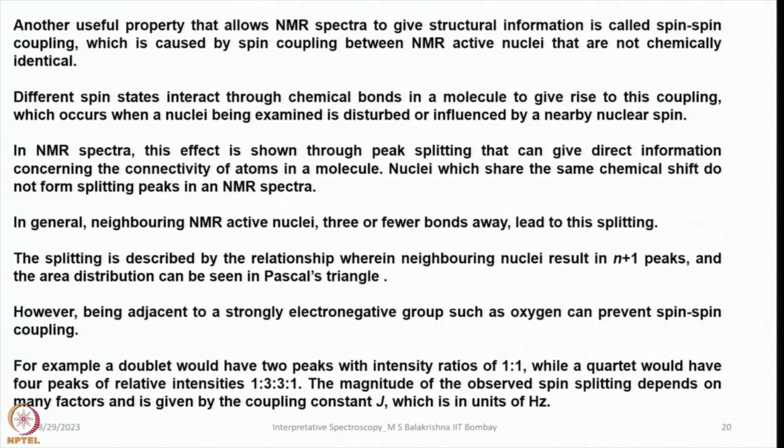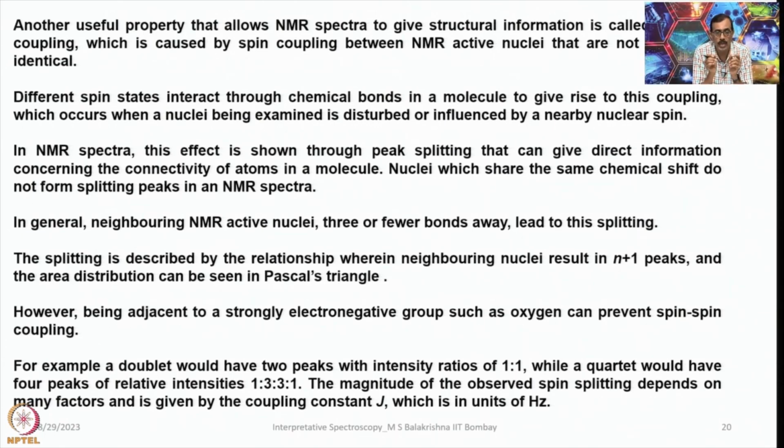Now I am giving some more details about spin-spin splitting. Another useful property that allows NMR spectra to give structural information is called spin-spin coupling, which is caused by spin coupling between NMR active nuclei that are not chemically identical. If they are chemically identical, what would happen? You will see only one signal. For example, if we take an ethane molecule, the two CH3 are chemically equivalent, and you will see only one signal. But if you take CH3, CH2, OH or CH3, CH2, Cl, then the neighboring ones are different, so you can see interaction between them, which we call spin-spin coupling.